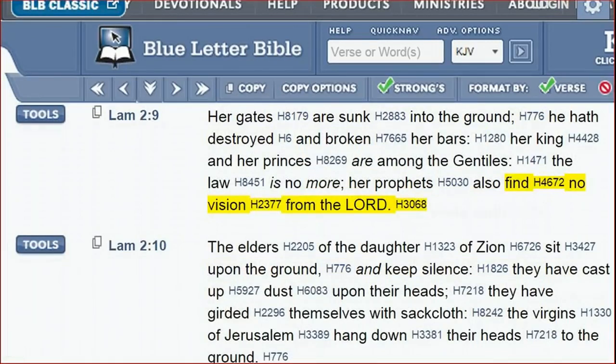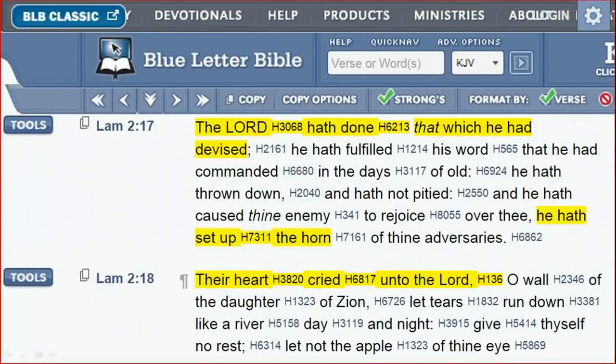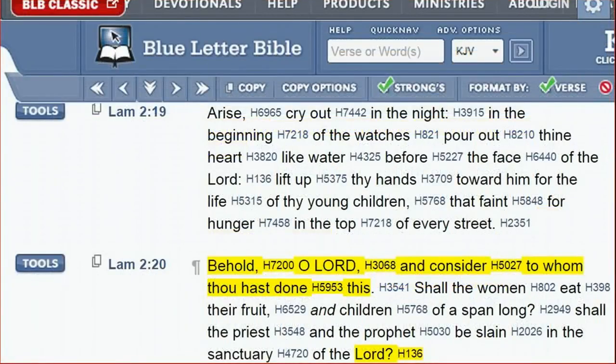The prophets find no visions from Yahweh. We'll look at this more closely later, but it says the Yahweh hath done that which they devised. So we know that Yahweh is a group, so that should be they. The Yahweh hath done that which they devised. And then at the end of verse 17, it says, the Yahweh set up the horn, and their heart cried out to Adonai. In verse 20, behold, the Yahweh, and consider who has done this. Shall the Ishah eat their fruit? So notice that word women, number 802, that's the Ishah. So it says, shall the Ishah eat their fruit, and the children of a span long. In other words, should the Ishah use the reward of the shaft?